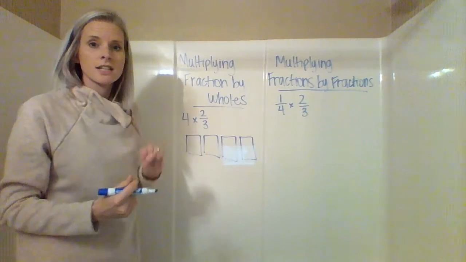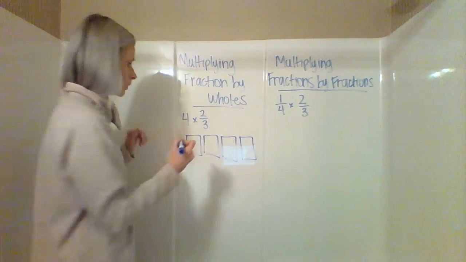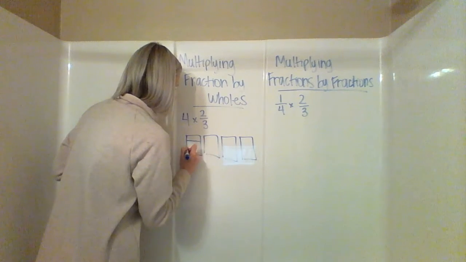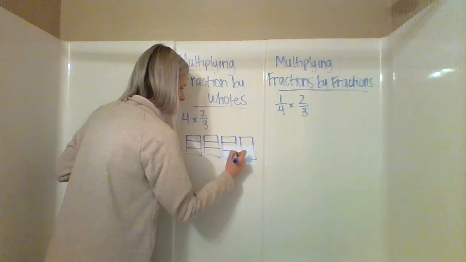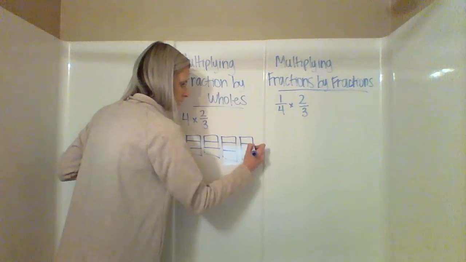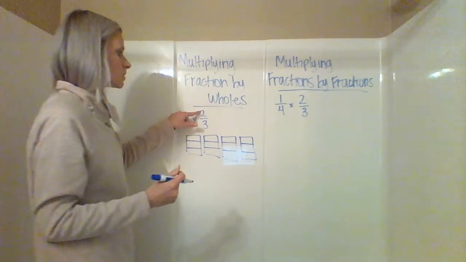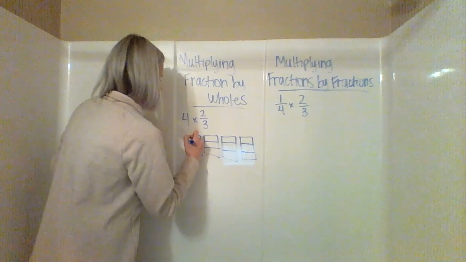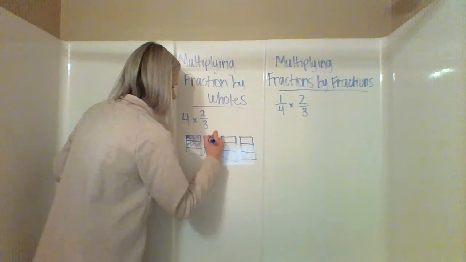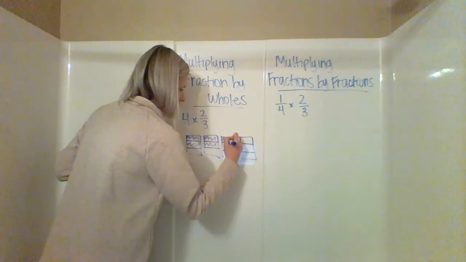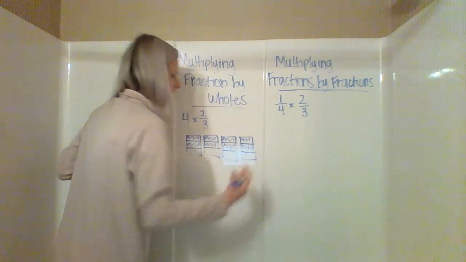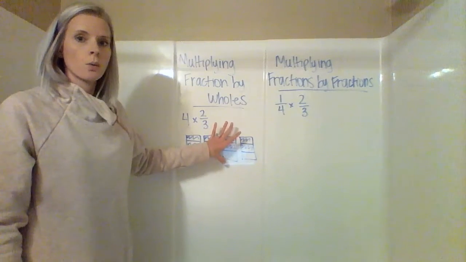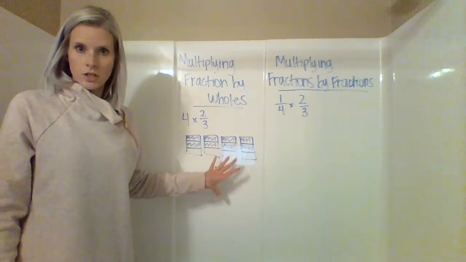The fraction is going to tell me how much of each model I'm going to shade in. So I'm going to shade each one of these models into thirds, because that's what my denominator tells me to do. And then I'm going to shade in 2 of each of these thirds. So 2, 2, 2, and 2. So this shows 4 with 2/3 filled in for each time.